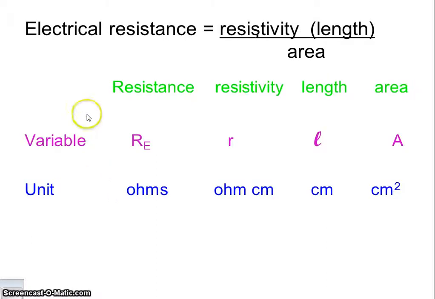Another equation that we use is electrical resistance is resistivity times length divided by area. Resistance is still R and measured in ohms. Resistivity is a small r and it's in ohm centimeters. That means they're multiplied. Length is L, measured in centimeters. Area is A and it's square centimeters, which means centimeters times centimeters.